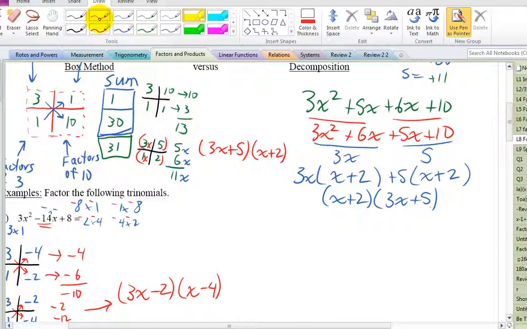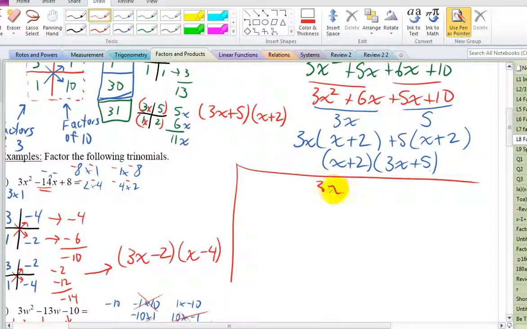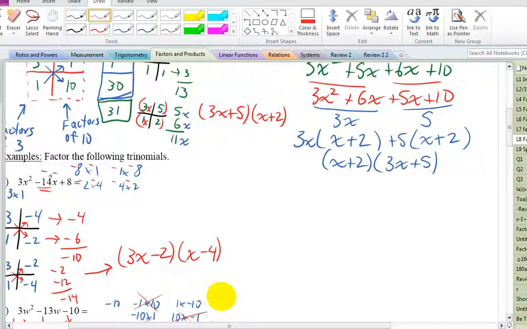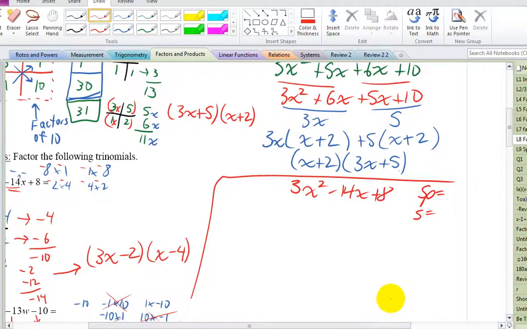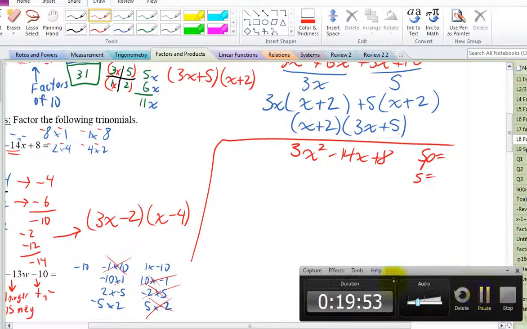Okay, one more decomposition. So now the question is 3x squared minus 14x plus 8. Whoops, my pen's running out. So it's the second question, 3x squared minus 14x plus 8. Find your super product, find your sum. Super product is 24, your sum is negative 14.